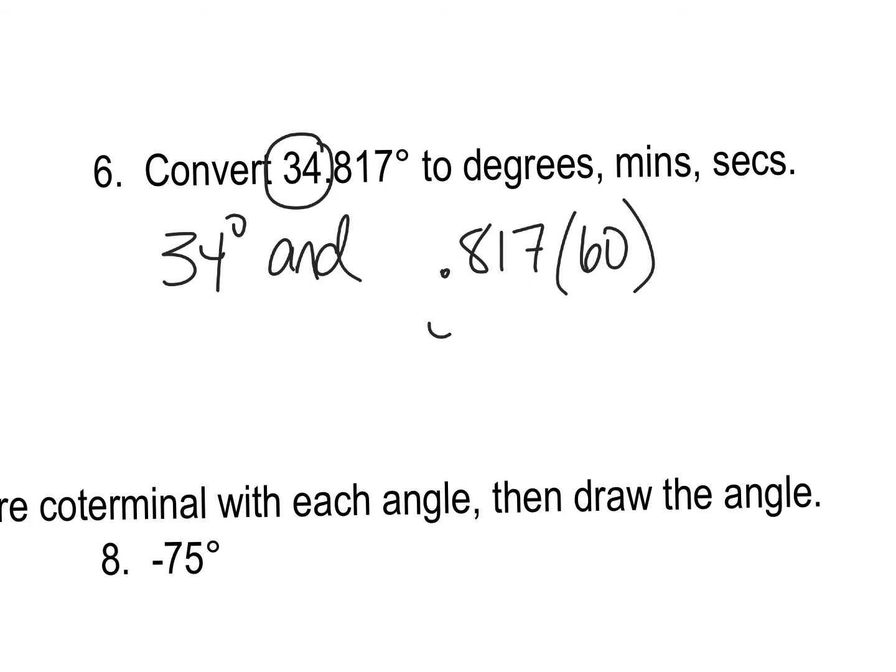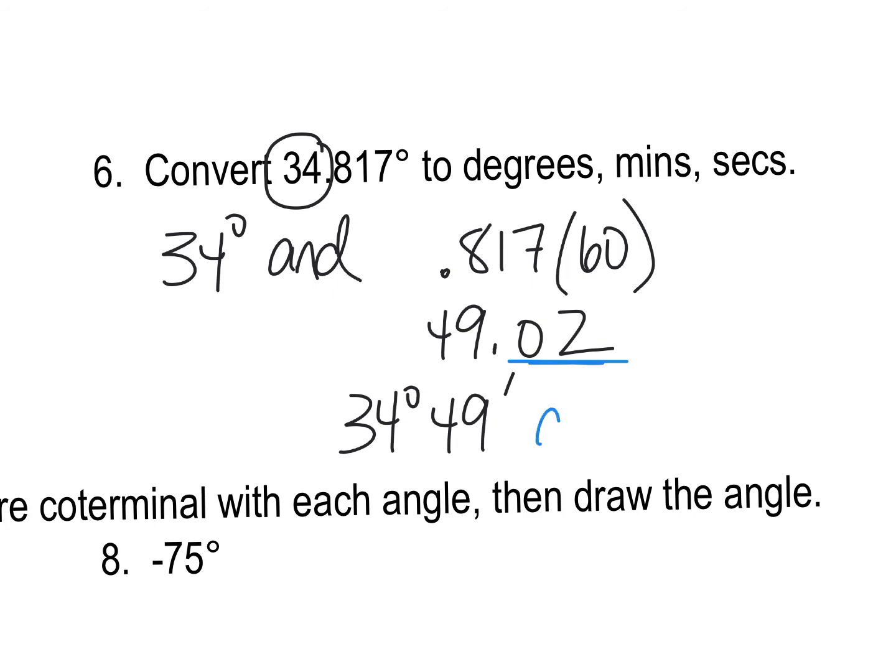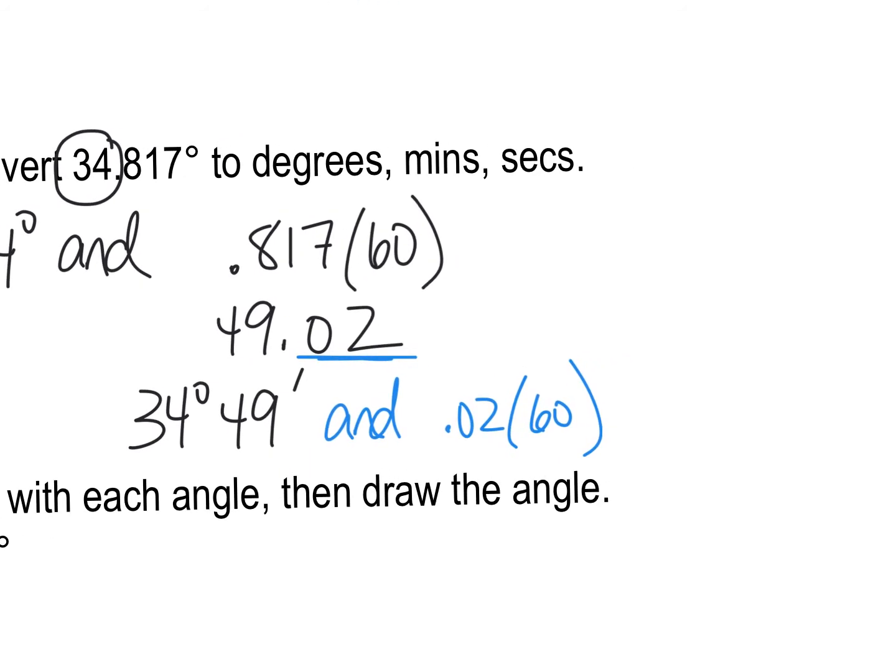And that gives me 49.02. And so that means I now have 34 degrees, 49 minutes, and again, I'm going to cut off this part, and that's going to become my seconds. So I need to do 0.02 times another 60, because there are 60 seconds in a minute. And that's going to give me my final answer, which is 34 degrees, 49 minutes, and 0.02 times 60 gives me 1.2, which I'm just going to round to 1.